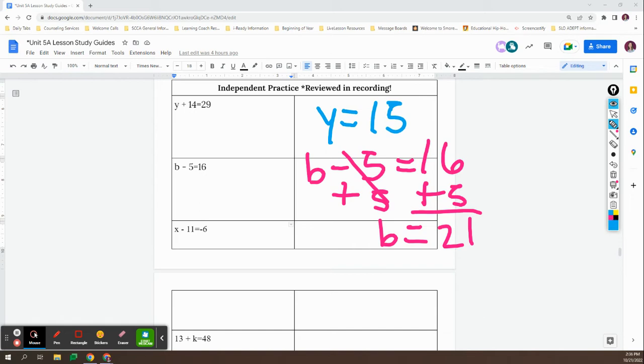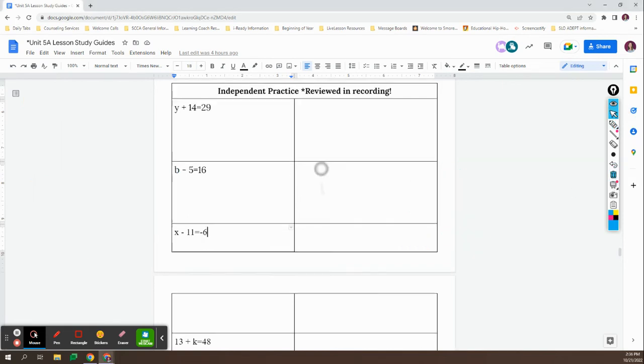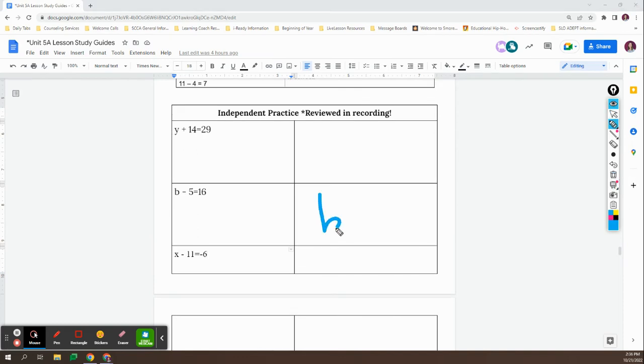And I could also remember I could substitute in 21 for b, and I could solve that problem to make sure that I get that answer. So 21 minus 5, I would borrow from the 2, make it a 1, and make this one into an 11. So I'd borrow 10. Then 11 minus 5 is 6, and then 1 minus 0 is 1. So I know that I got that problem right, because when I subtract, I get 16. So 21 minus 5 is 16. So I know that b is equal to 21.